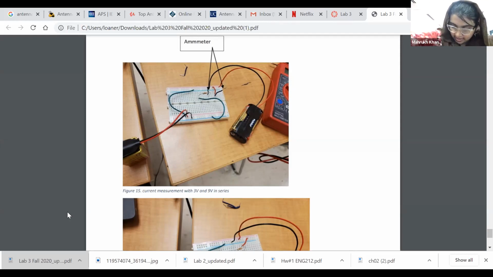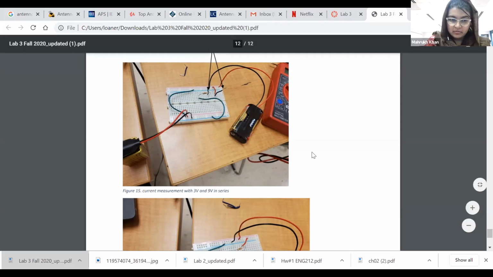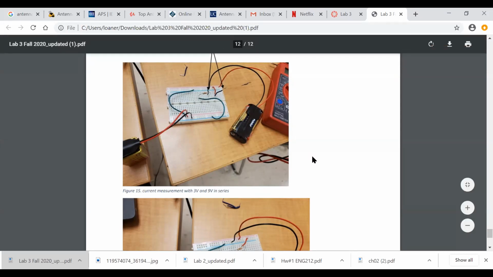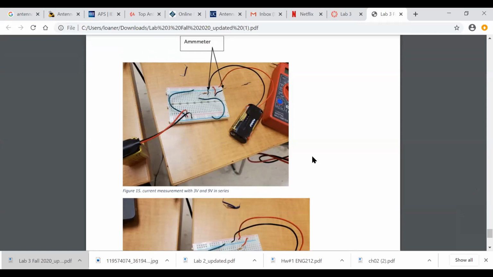Okay, so I am checking my current now. Who was it who was not having a battery? Gina? It's me, Cindy. Cindy? But your 3 volts are fine till now? Yeah. Okay.